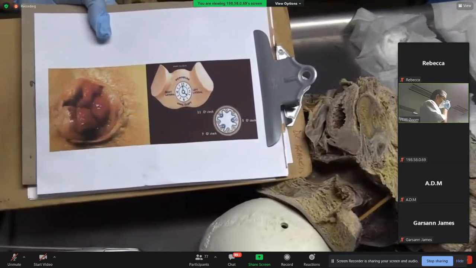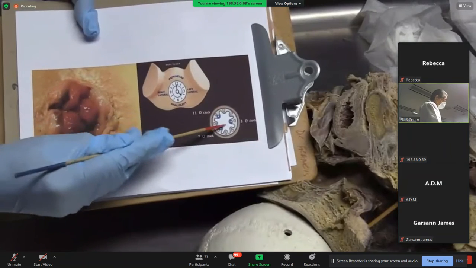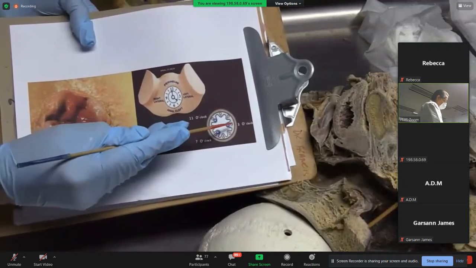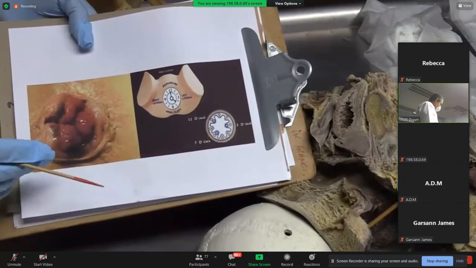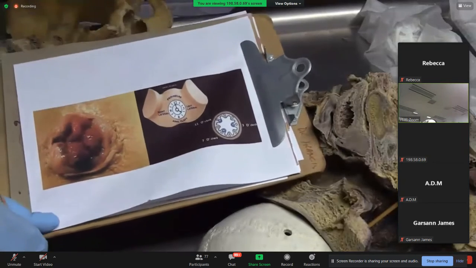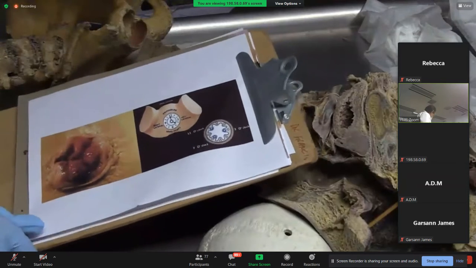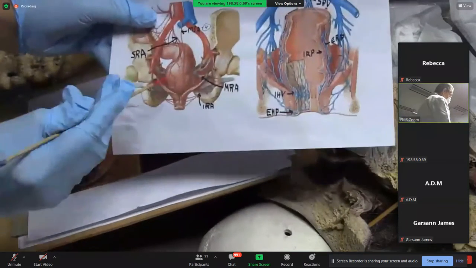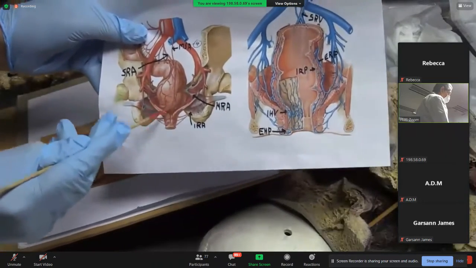The numbers are variable, there are a lot of columns. So this is an anal column. Each column has a terminal branch of the superior rectal artery and a terminal branch of the superior rectal vein. So that's the same thing I showed you earlier. The terminal branches of the superior rectal artery are in those columns.